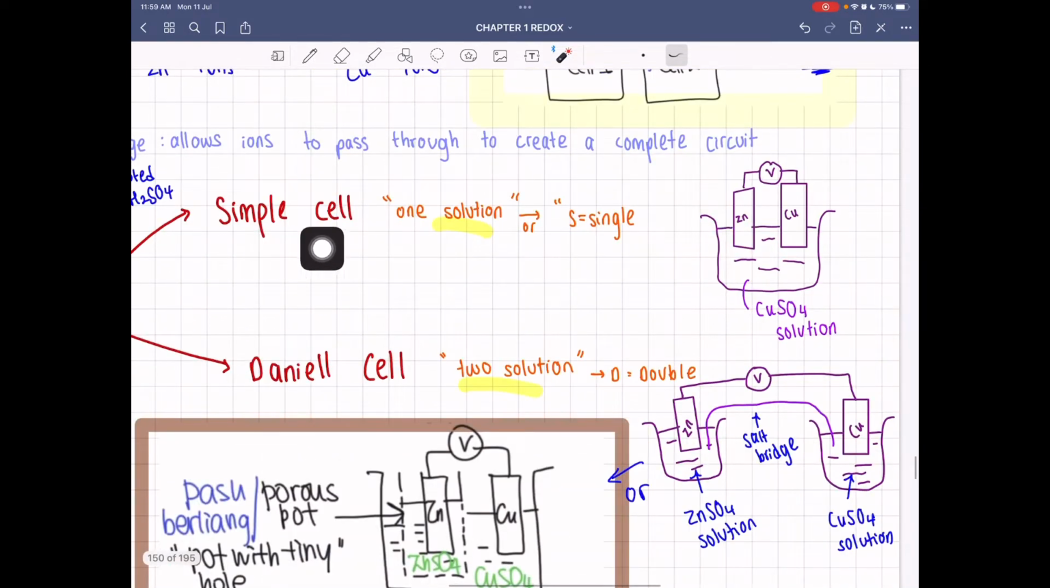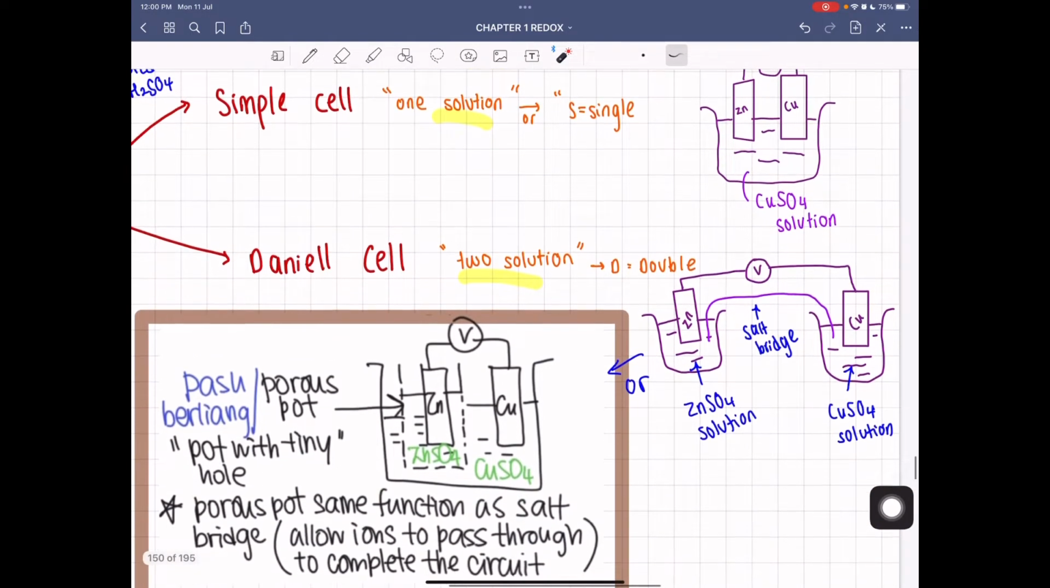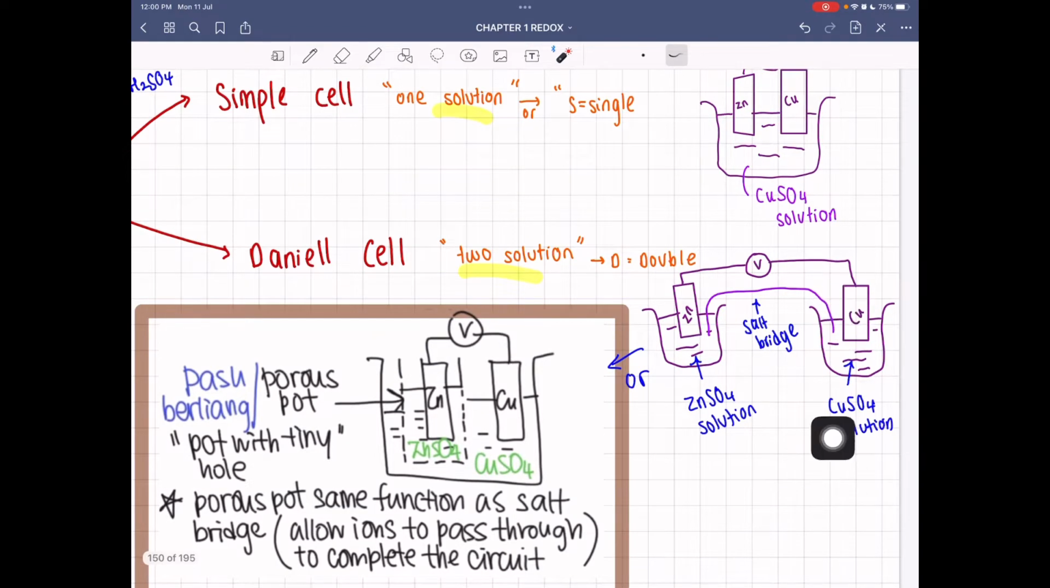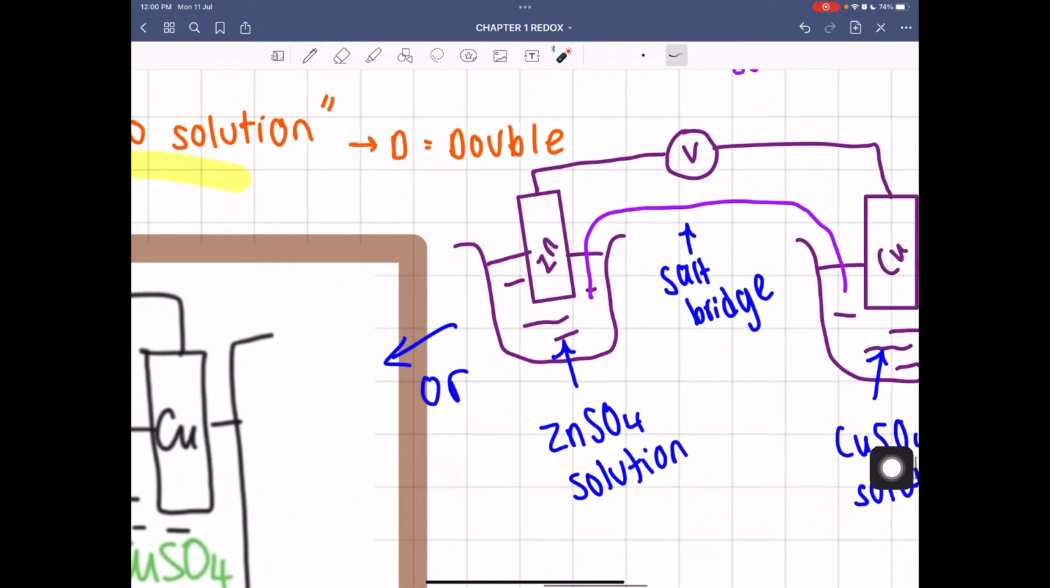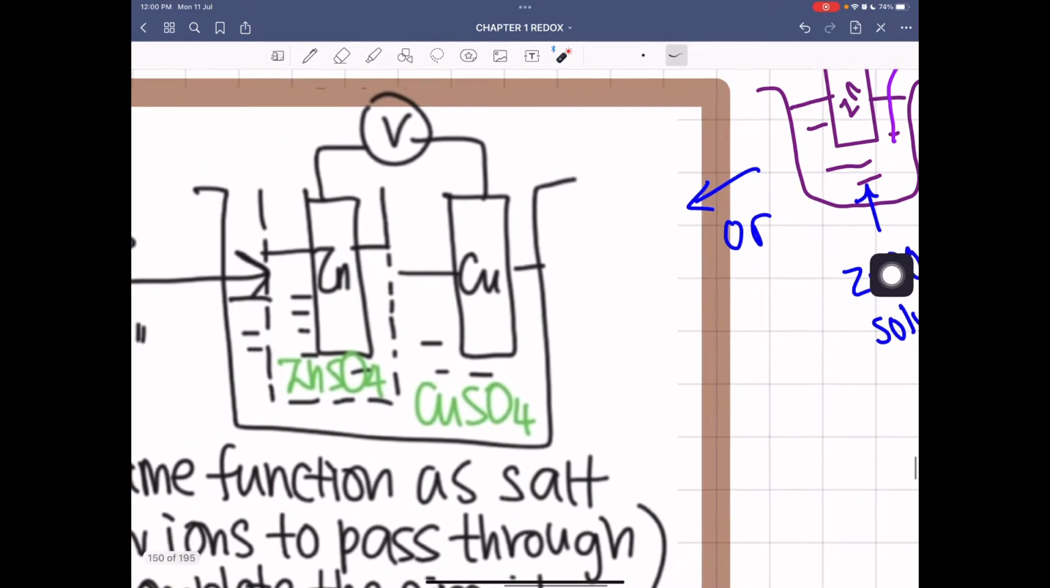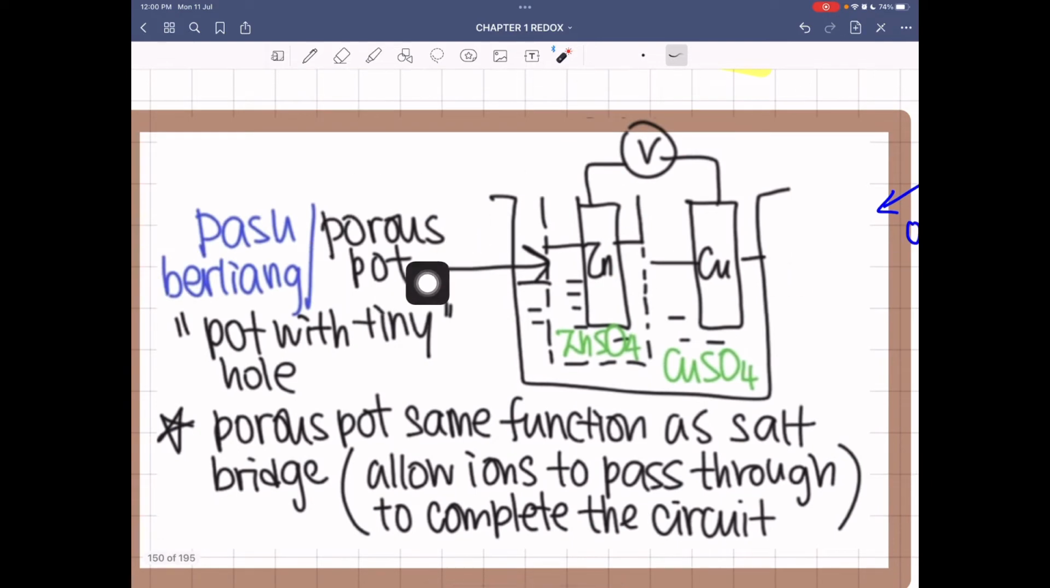So a simple cell looks like this. They're only using one type of solution, whereas this one is using two. So we have zinc sulfate and we have copper sulfate. We also learned how a salt bridge is used to allow ions to pass through to complete the circuit of the whole thing. But now we're going to learn a thing called porous pot. It has the same function as a salt bridge. It allows ions to pass through to complete the circuit despite having different kinds of metal ion solution.